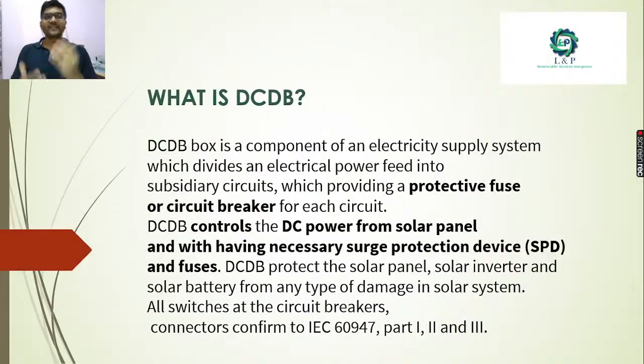First, let us find the answer to the question, what is a DCDB? Direct Current Distribution Board is a system which provides protective fuses, circuit breakers, and surge protection devices. DCDB will control the DC power from the solar panel with the help of the necessary surge protection devices, fuses, and circuit breakers. If you want to follow a standard, we can follow IEC 60941 parts 1, 2, 3. All these three standards we can follow for designing these DCDBs.